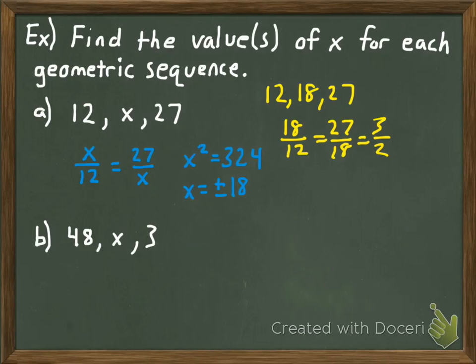Whereas if I had picked the negative value, the sequence would be 12, negative 18, 27. All right, you see how the common ratio is just going to be different. Now we're just multiplying every term by a negative value, but the 12 and the 27 would still be 12 and 27. All right, in this case, the common ratio would have been negative 3/2 instead of positive 3/2, and that's completely fine.